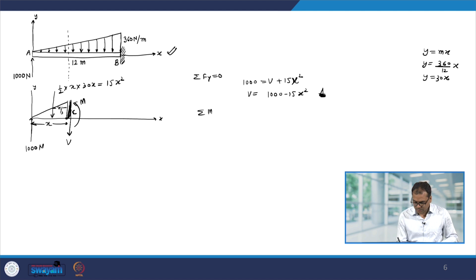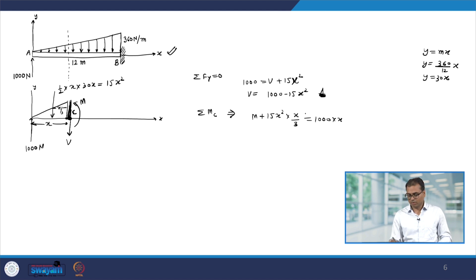Now, to find out the bending moment, it will be summation M, let us take this point as C. So, let us take the moment about C. So, it will be M plus 15 x square into the perpendicular distance, which is x by 3 equal to 1000 into perpendicular distance is x. Note that V is not going to take part in this because we are taking the moment about C and V is passing through C. So, therefore, M will be 1000x minus 5 x to the power 3.